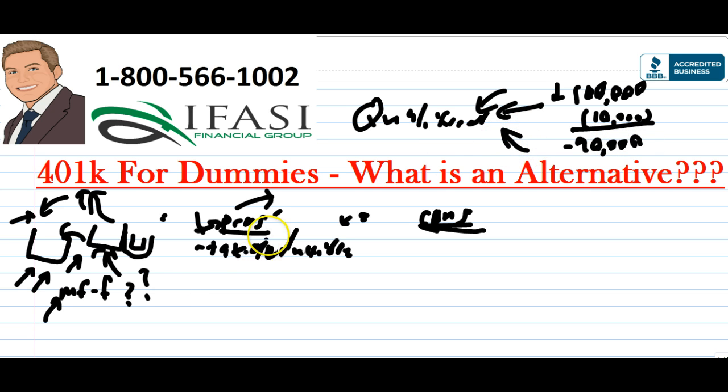So understand, that's tax deductible. And the reason why they allow you to do that is because it's known as a qualified plan, or something known as pre-tax. You might see those words used interchangeably.